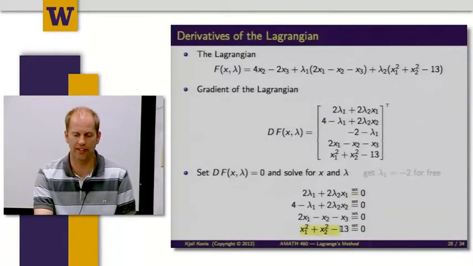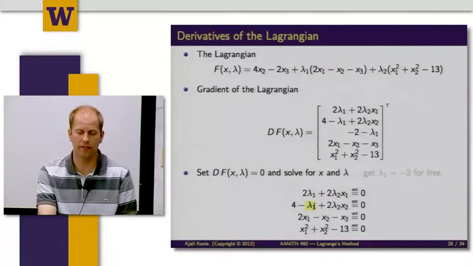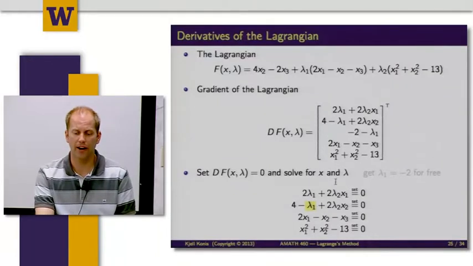So for instance, the last equation has x1 squared and x2 squared in it. But I can do some simplification because I know these lambda 1s are going to be equal to negative 2, so I can substitute in a negative 2 to get myself out of a little bit of work. But I have to find lambda 2, x1, x2, and x3 that are going to solve this.